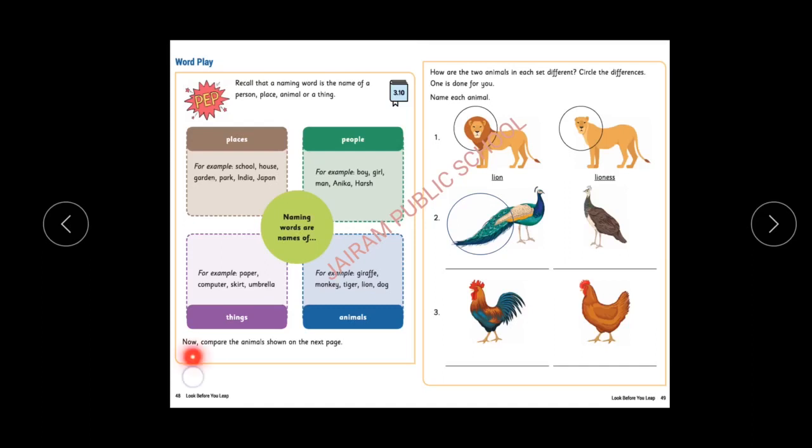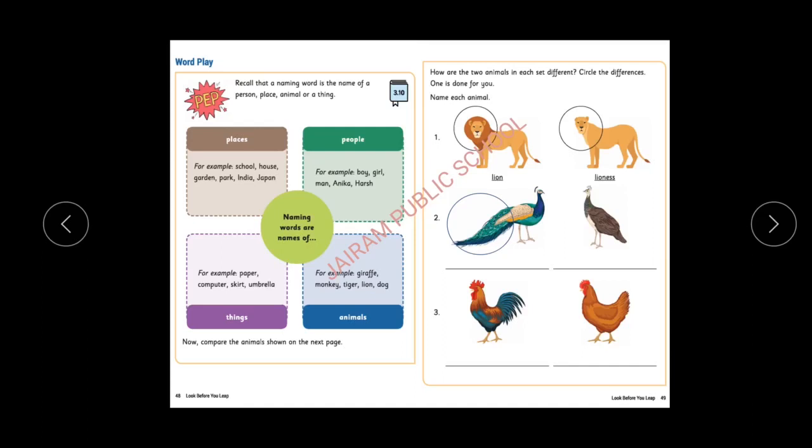Now compare the animals shown on the next page. They have given some pictures of animals. We have to compare the two images and spot the difference by circling them. Here, are the two animals in each set different? They have given two animals which have some differences. That is our activity: circle the differences. One is done for you. So they have done one example. We have to continue the activity by circling the differences.